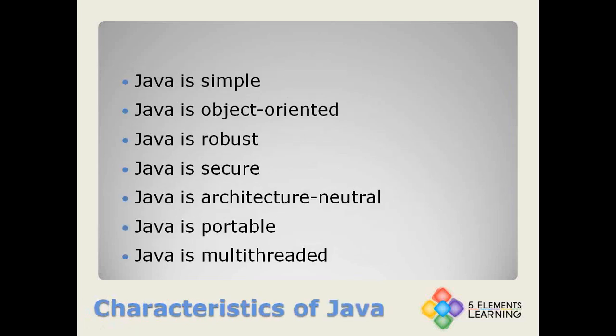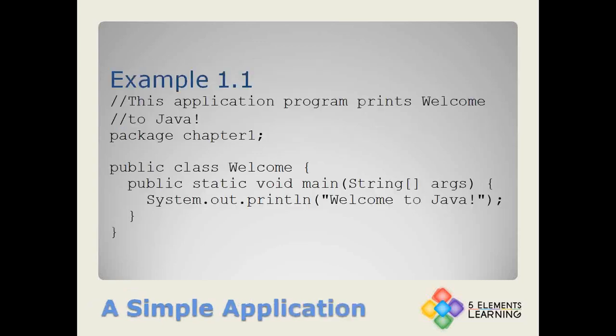Some of the characteristics of Java as a programming language. It is an object-oriented programming language. What do we mean by the word? We will see shortly. It is robust, portable, architecturally neutral. We will see what that means. And multi-threaded.